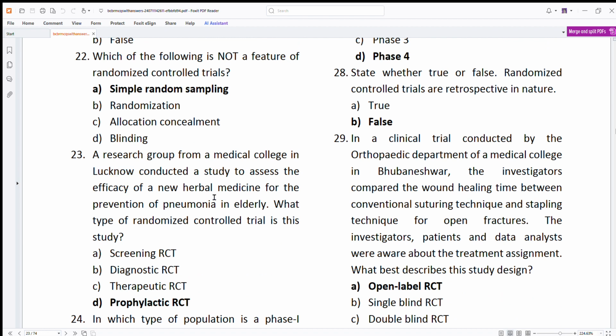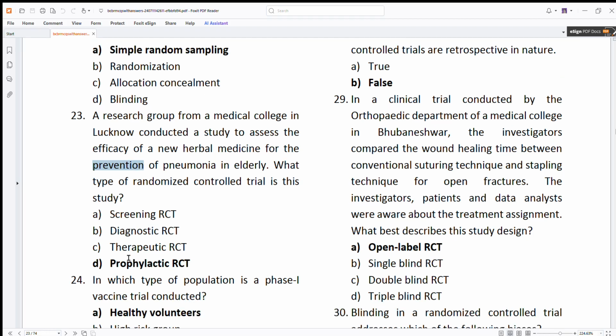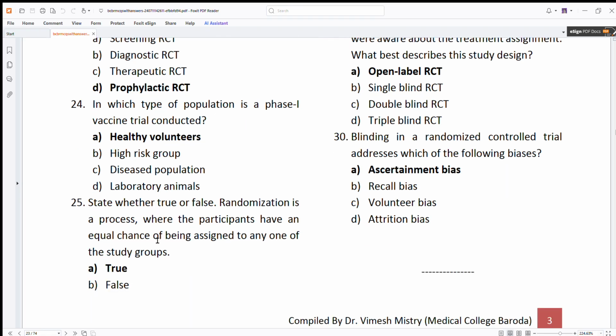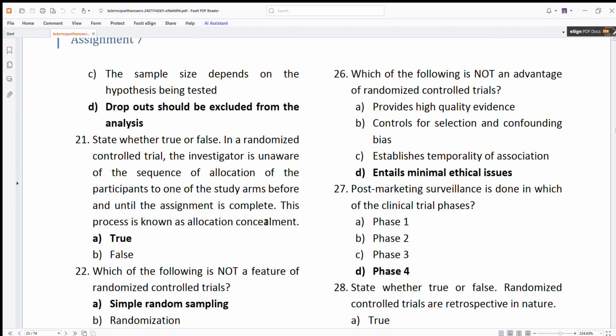Conducted a study to assess the efficacy of a new vaccine for prevention. Prevention is prophylaxis, so prophylactic RCT. In which type of population is a phase 1 vaccine trial conducted? Healthy volunteers. Absolutely correct. Phase 1 is for healthy people. We just check the safety. Randomization versus participant being assigned, yes, true. The following is not an entry of randomized: entails minimal ethical issue. This is not. I had to submit my proposal to the Institution Ethics Committee. Also, I had to register my clinical trial in the CTRI, the Clinical Trial Registry of India.